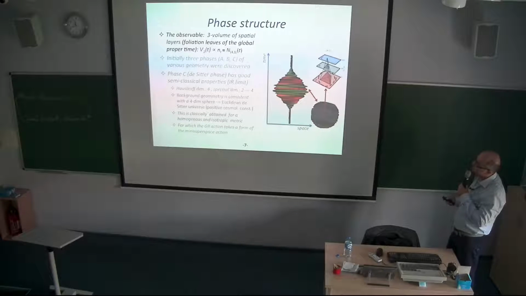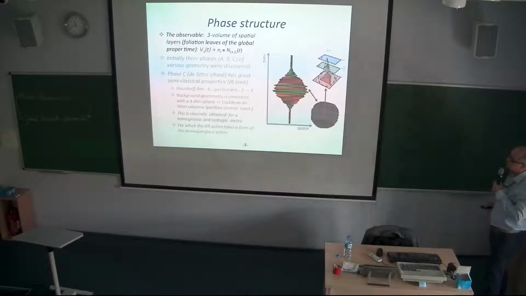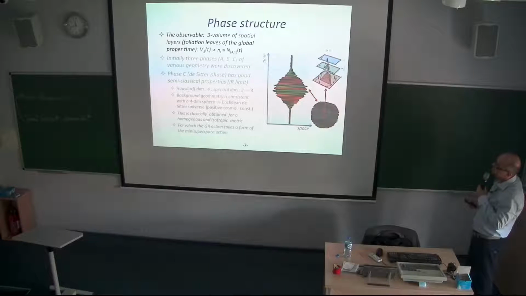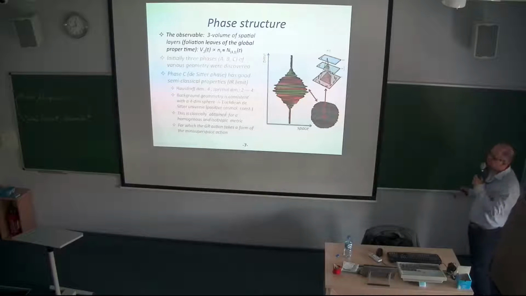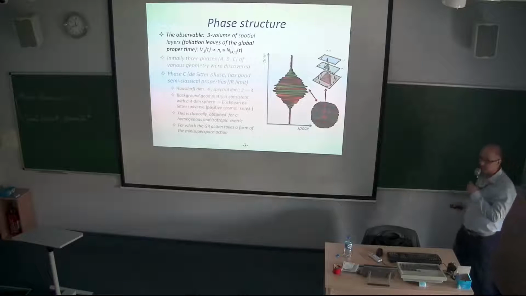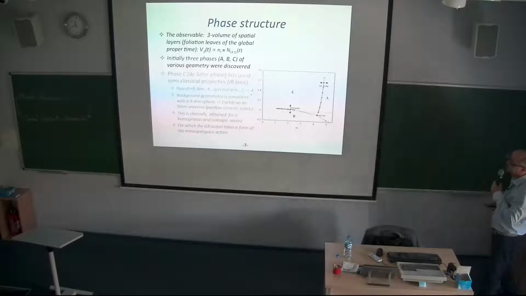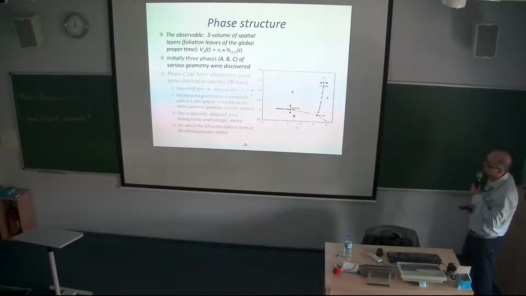Okay, so just to measure the thing, we should define some observable. And let me focus here on some very simple observable, which is just the volume of these spatial slices. So it is related to the number of tetrahedra which build up such spatial slices. We can count them in numerical simulations, and we just know what's the lattice volume at a given proper time. And if you look at this volume profile, we can distinguish three different phases.